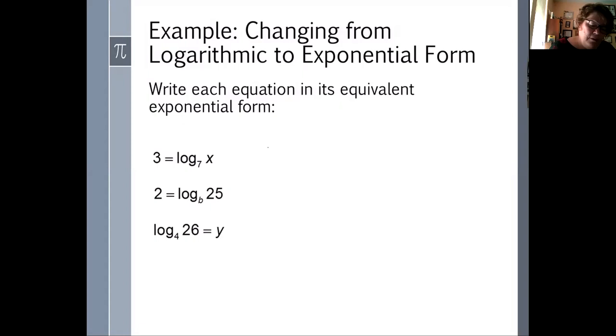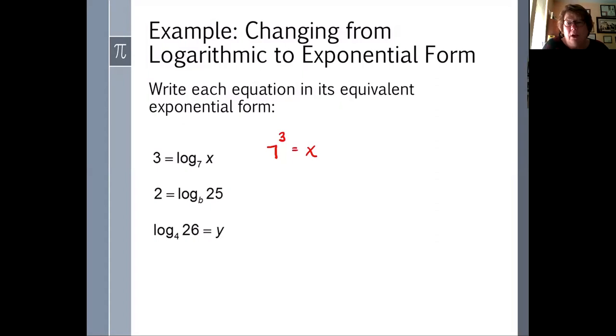So 7 to the third is going to equal x. My base is 7. The exponent is what my logarithm is equal to. That's what the logarithm is. It's the exponent I raise a base to get that value x. So the equivalent to this is 7 to the third equals x. And you could find what 7 to the third power is. You could use your calculator and determine what that value is.